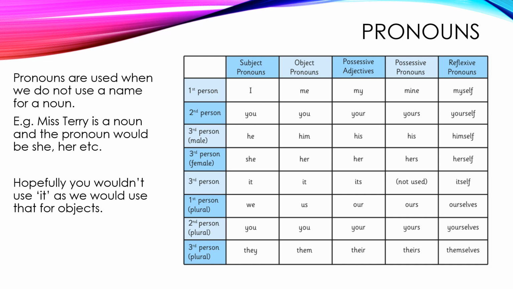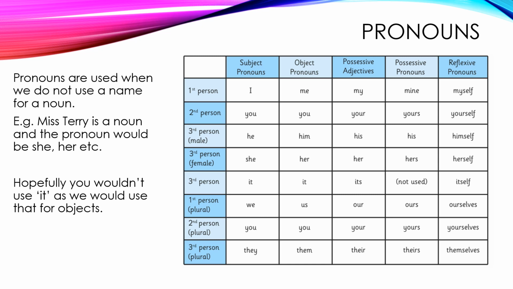Pronouns are used when we do not use the name for the noun. For example, Miss Terry is a noun, and the pronoun for me would be she or her if you were talking about me. Hopefully you wouldn't use it, as we would use that for objects.